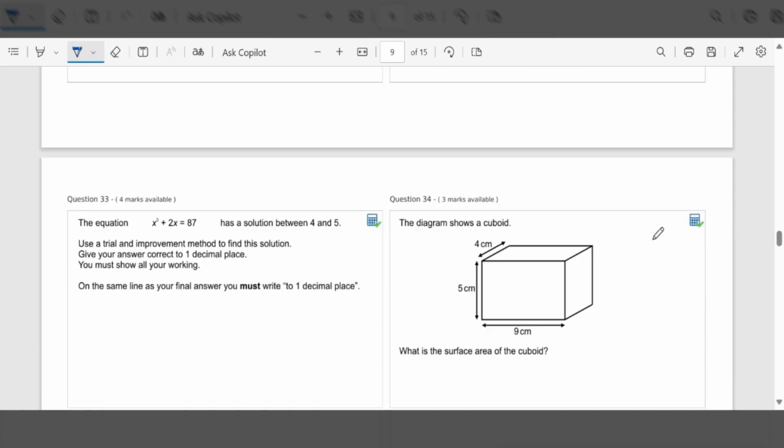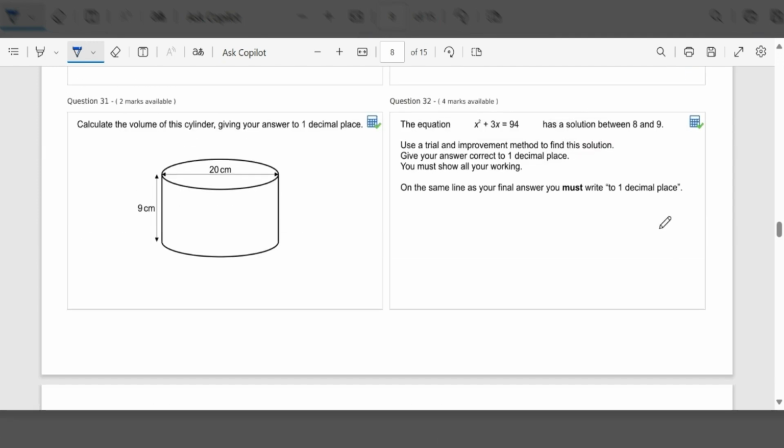Okay. I don't really like these trial and improvements that much. However, on the same line as you find an answer, you must write to 1 decimal place. Okay, all right, well, whatever. The solution to this lies between 8 and 9. Apologies if you see messages pop up on my screen. So we're going to start with the middle of 8 to 9, 8.5. So into your calculator, you would put 8.5 squared plus 3 times 8.5. You can use brackets to substitute a number, and I could have done that there as well. Anytime I'm putting the 8.5 in instead of x, stick it in brackets, okay?